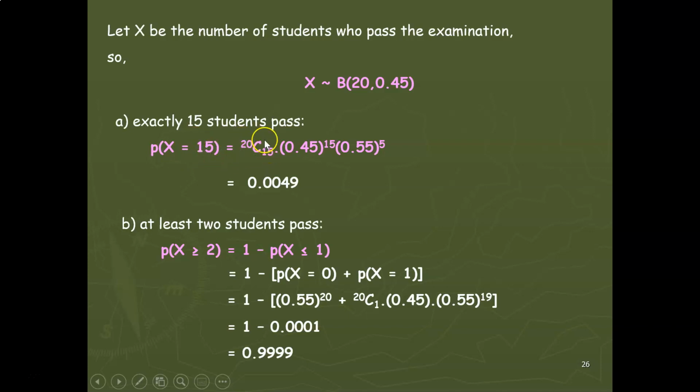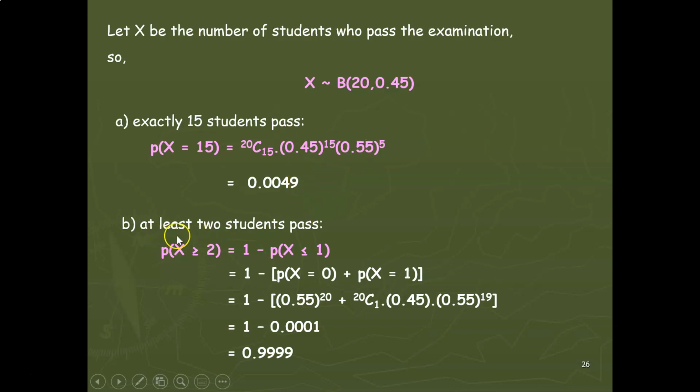So you just need to use nCr p to the power of r, q to the power of n minus r. Your n is 20, then your r is 15, your p is 0.45 to the power of r, and this is q. How do you find q? 1 minus 0.45. So you get this one, q. So you get the answer.